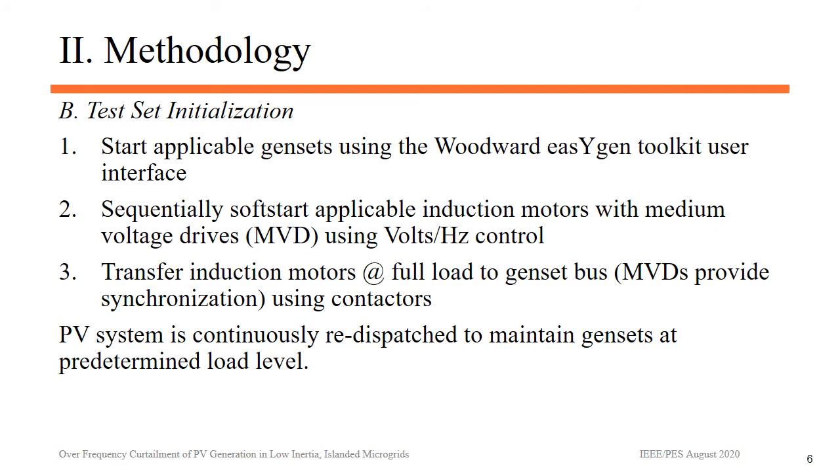Each test set must undergo an initialization process before the individual test cases can be performed. This involves starting the applicable number of gensets using the Woodward EasyGen Toolkit user interface, then sequentially soft starting the applicable number of induction motors with the medium voltage drives, and finally transferring the induction motors once at full load to the generator bus. During this procedure, the PV system output is continuously redispatched to maintain the generators at the predetermined load level.